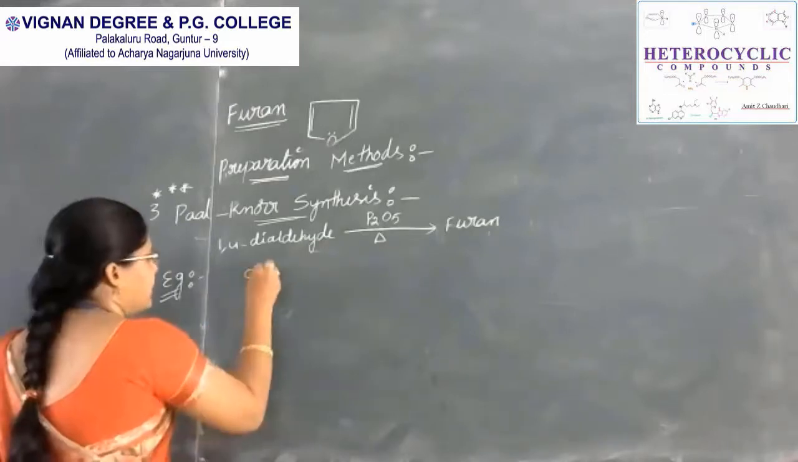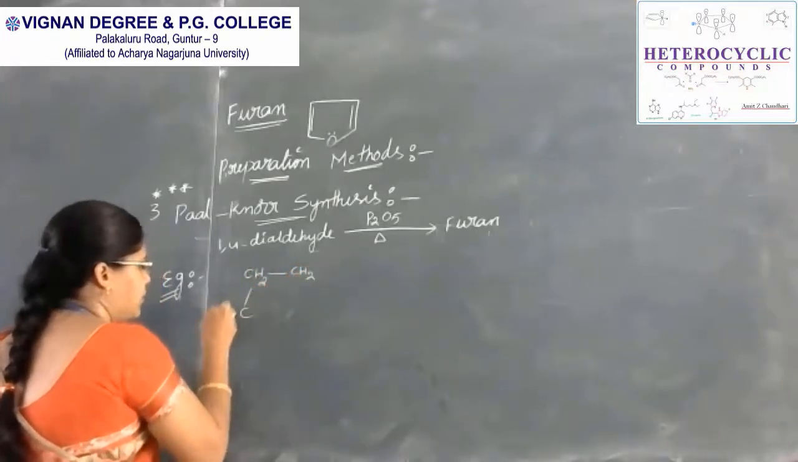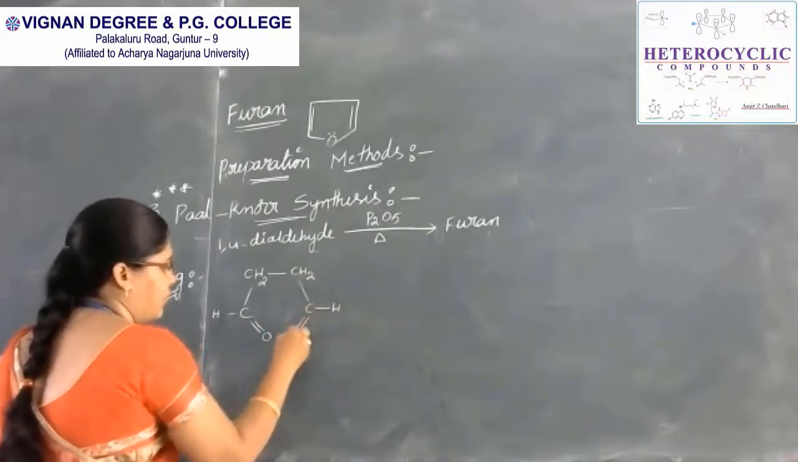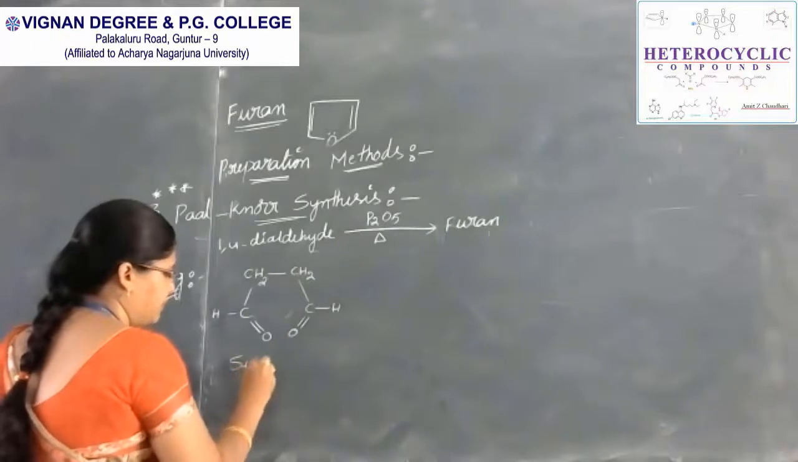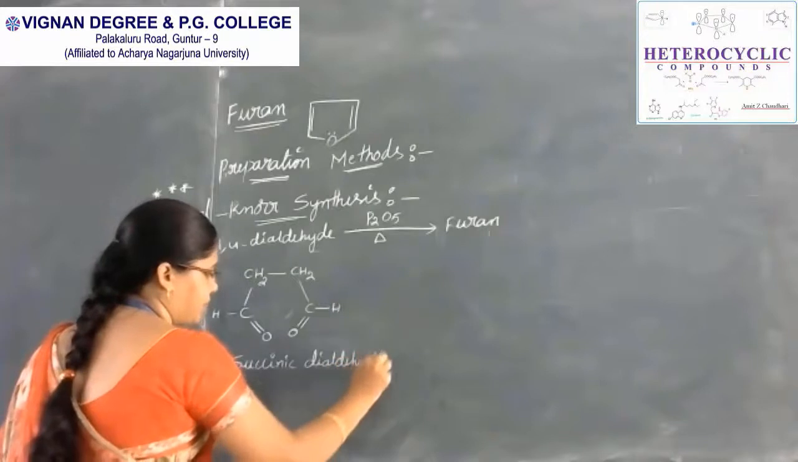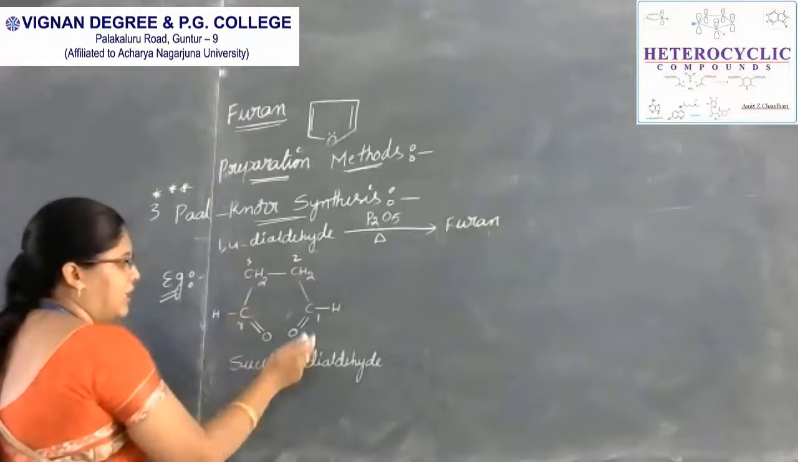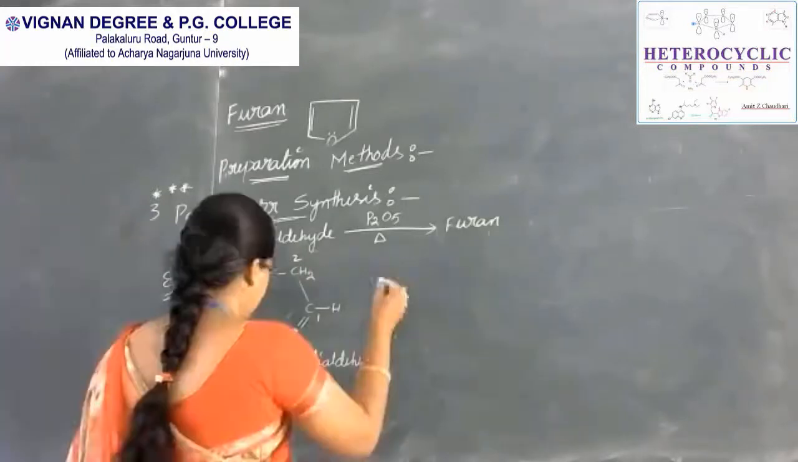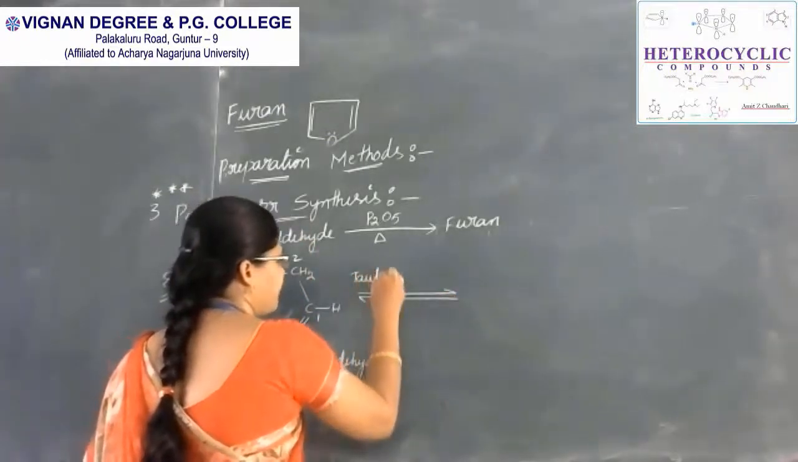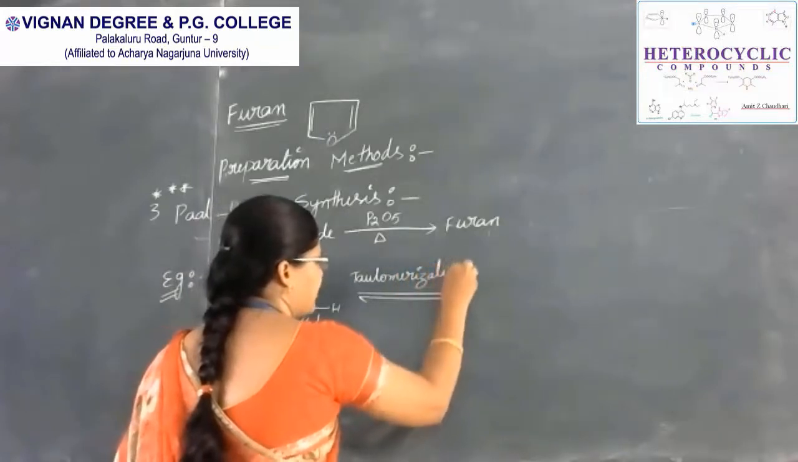CH2, CH2, CH double bond O, CH double bond O. This is succinic dialdehyde. If you give numbers 1, 2, 3, 4, these are 1,4 dialdehyde. This is succinic dialdehyde on tautomerization.